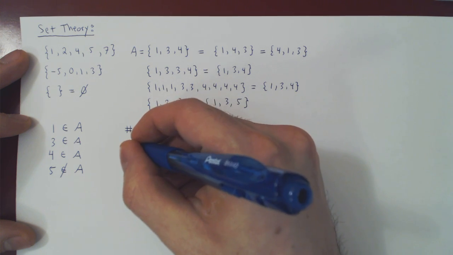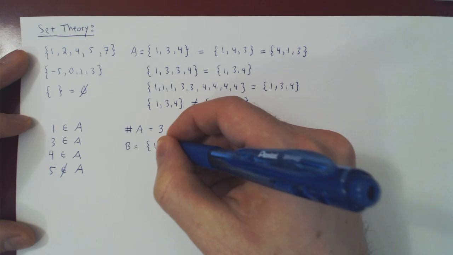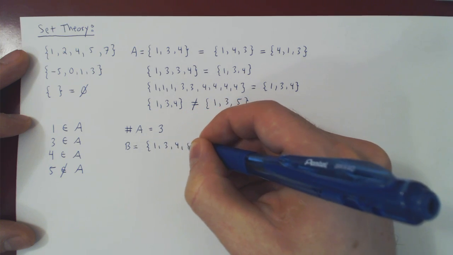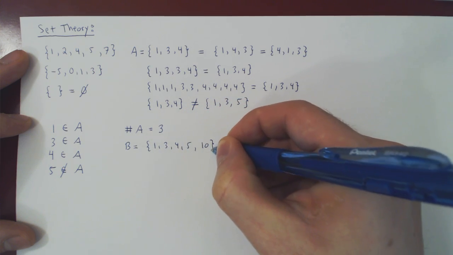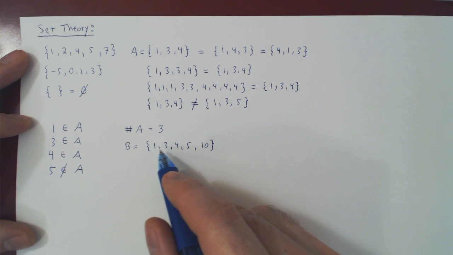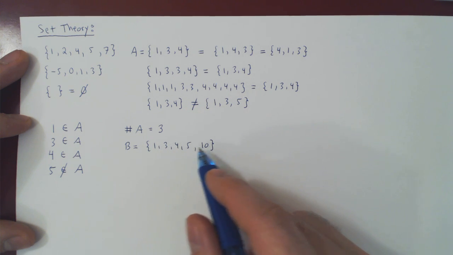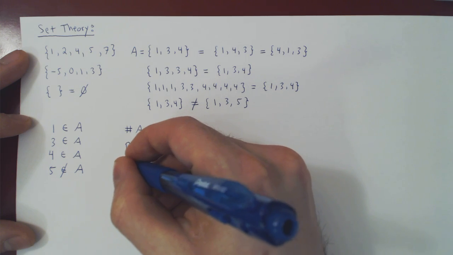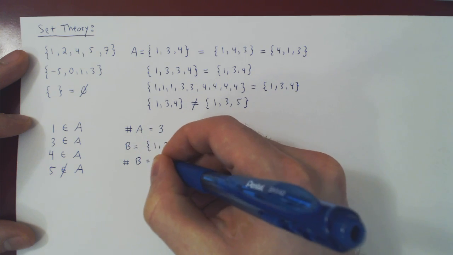If your set B, say, was 1, 3, 4, 5, 10. Then B contains 1, 2, 3, 4, 5 elements. The number of elements in B is simply 5.